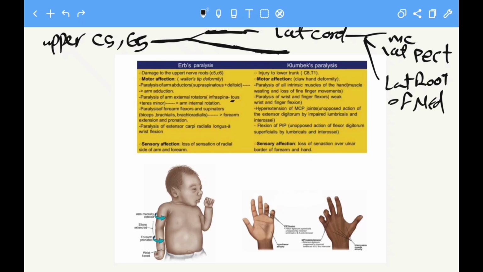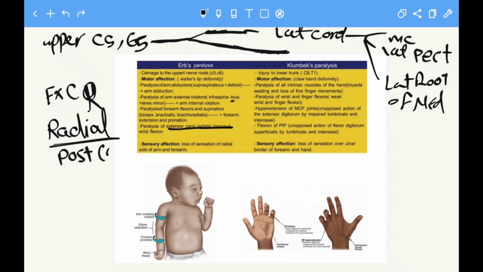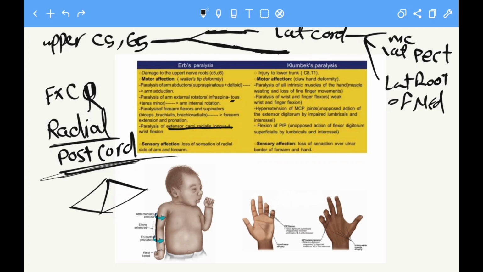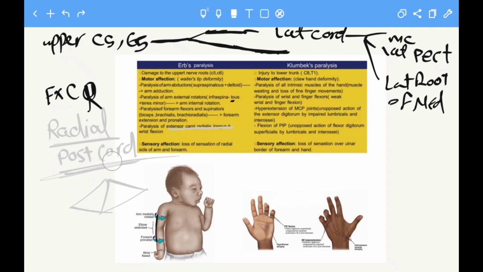And finally, there is paralysis of extensor carpi radialis. Why is there paralysis of extensor carpi radialis? Because the radial nerve, which comes from the posterior cord, which comes from the union of 3 trunks, is affected. So the radial nerve will be paralyzed, so there will be affection of extensor carpi radialis, so it will cause wrist flexion.